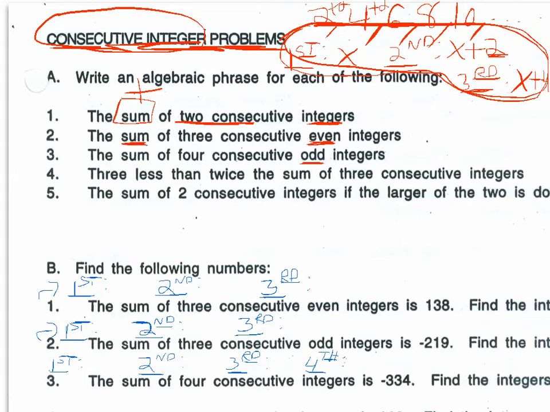So it's going to be, again, I'm going to squeeze this in, x plus the second integer, which is x plus 2, the third integer, which is x plus 4, and I add those up because it says the sum. And then if I combine like terms, I have x plus x plus x, so that gives me 3x. And then I have 2 plus 4, which is 6. So this is my answer for number 2, 3x plus 6.